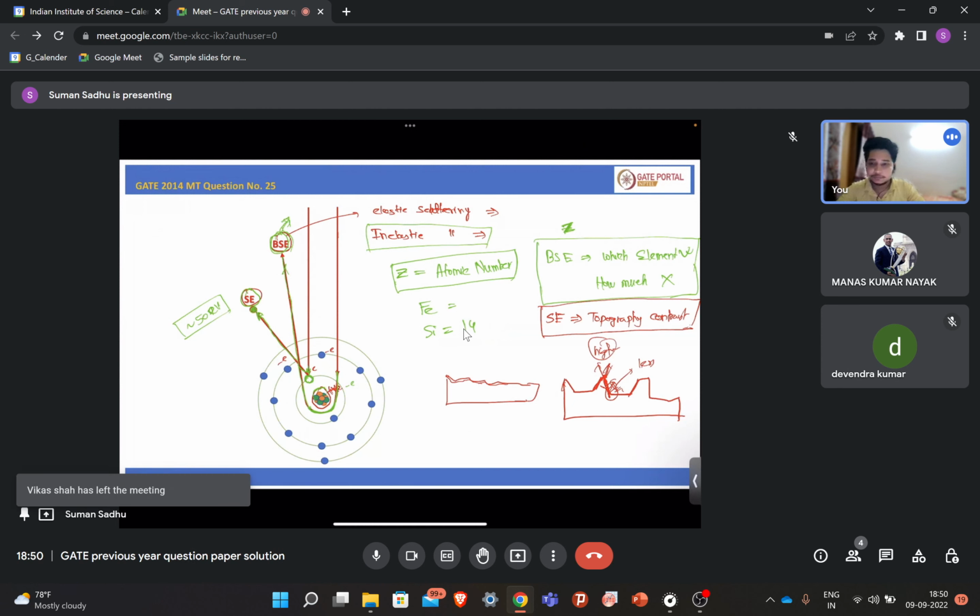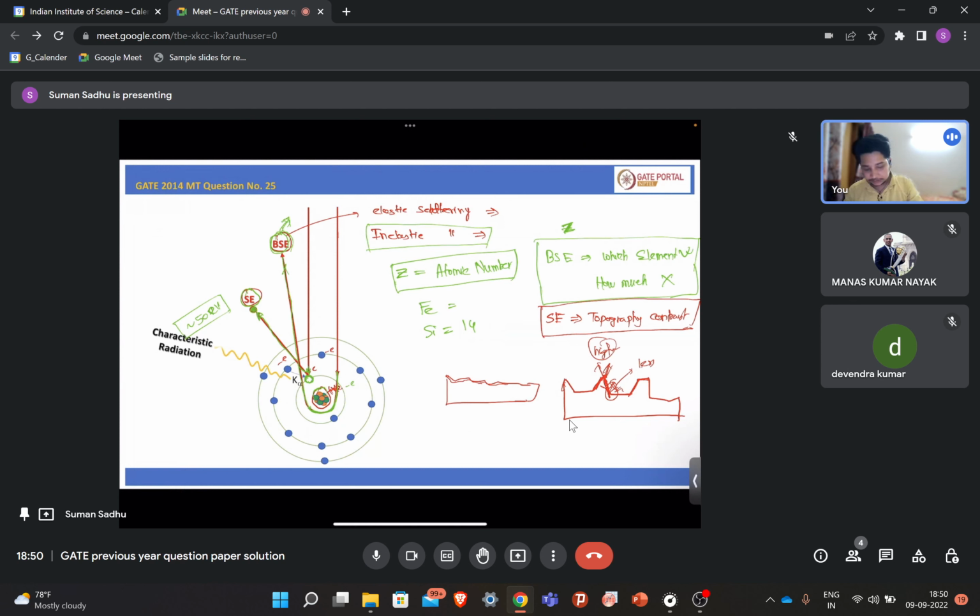So it will not give you any idea about which element is present or at what quantity. So these two answers are not right, BSE and secondary. Now there is another type of signal, that is X-ray. How does characteristic X-ray radiation occur?